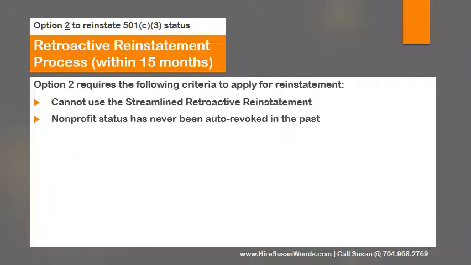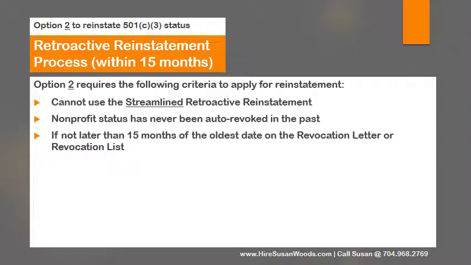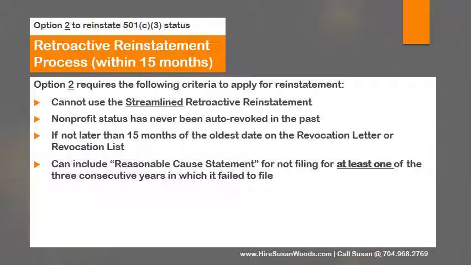Criteria number 2, your nonprofit status has never been revoked in the past. 3, same thing as before, not later than 15 months of the oldest date on a revocation letter or revocation list. Already explained what that means. 4th criteria, you can include a reasonable cause statement for not filing for at least one of the 3 consecutive years in which you did not file. That reasonable cause statement under this option is a little more extensive than the one for streamlined. Just bear that in mind.